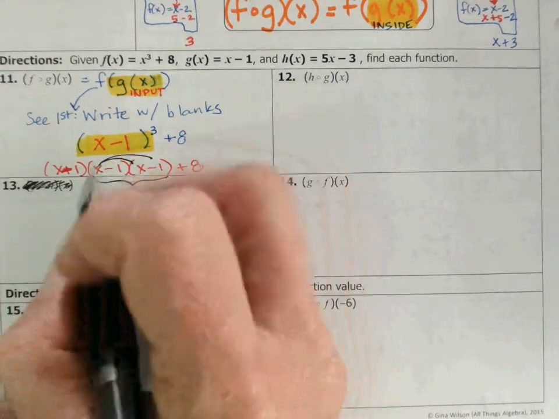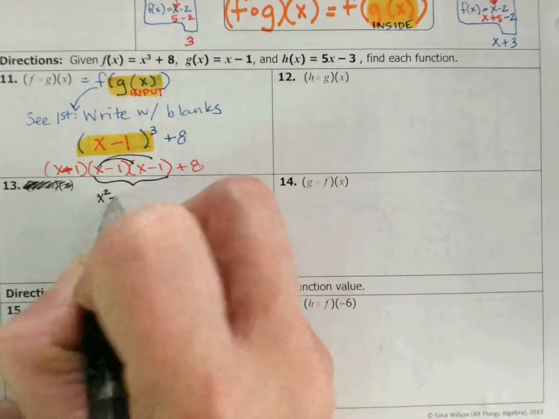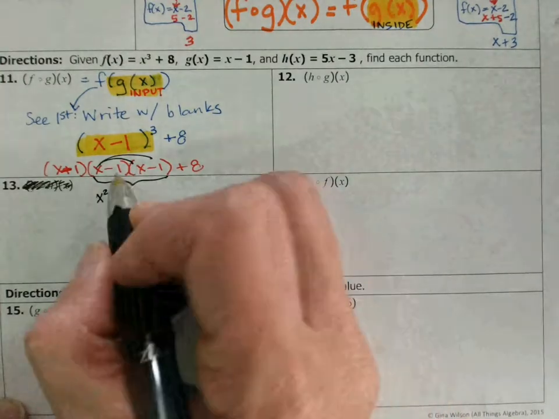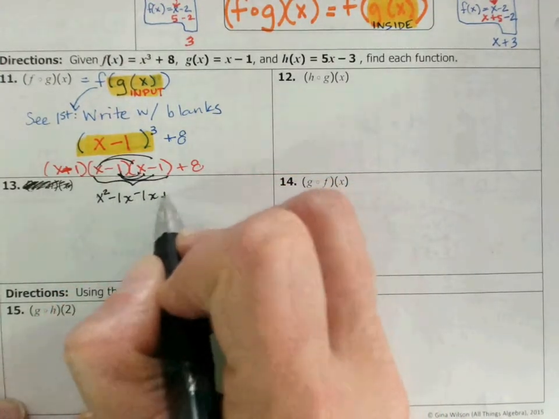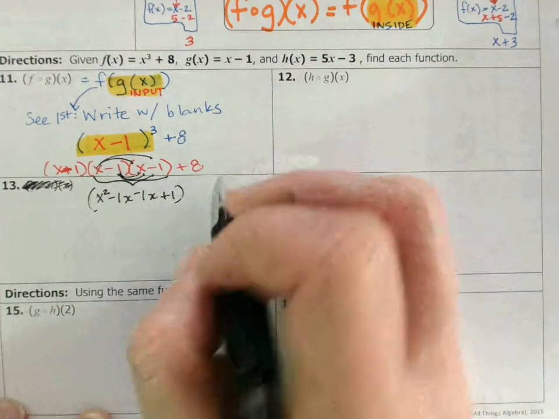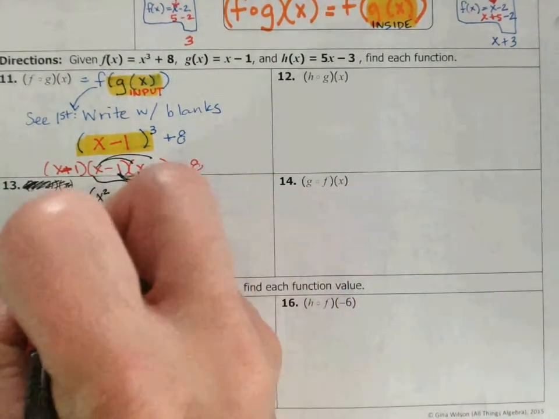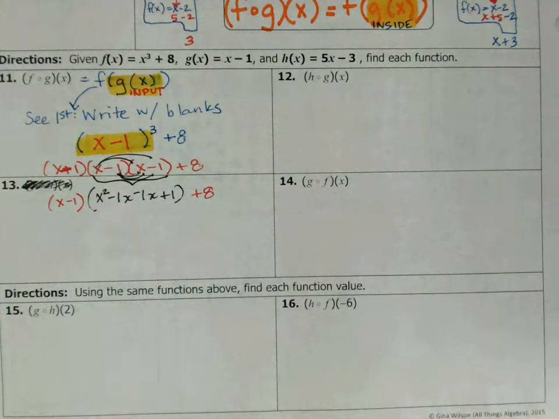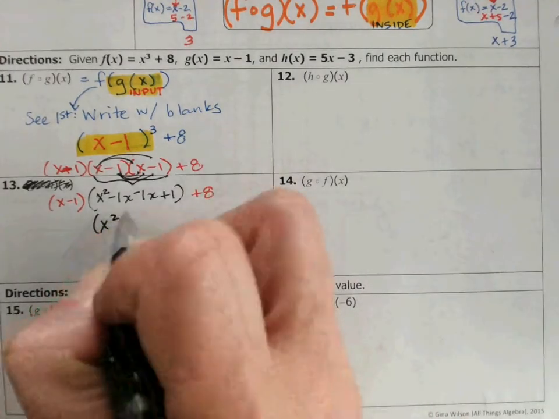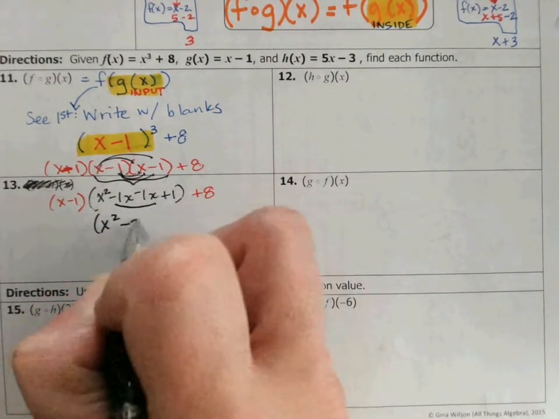All right, so this right here, I'm going to go ahead and multiply this out. So x squared minus 1x minus 1x plus 1. And I still have the x minus 1 on the outside, and I still have the plus 8 on the end. I'm going to do the operation in parentheses first. I can combine this together.